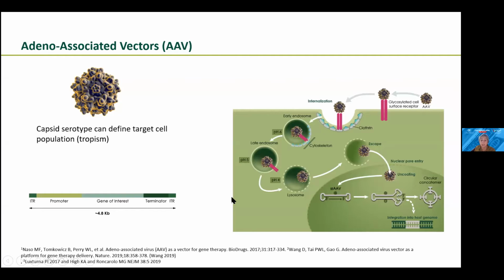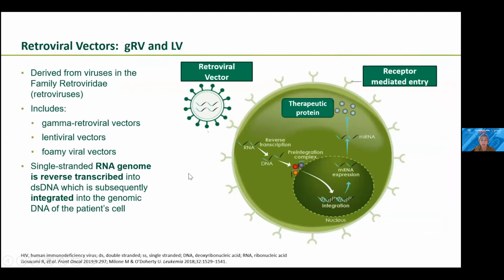Okay, so now I'll talk more about the integrating vectors. These are a group of vectors that are derived from viruses in the family Retroviridae, which are the retroviruses. It includes gamma retroviral vectors, lentiviral vectors, and foamyviral vectors. Most commonly, most gene therapies have been approached with the gamma retroviral vectors, which are based on murine leukemia viruses, and lentiviral vectors, which are based on human immunodeficiency viruses.